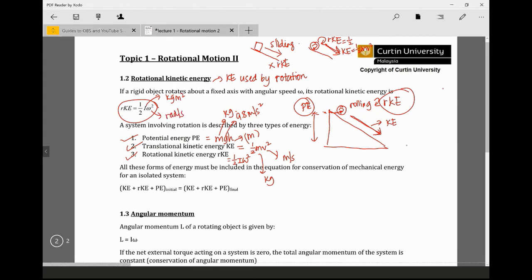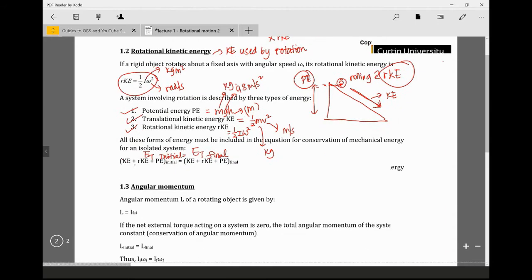Okay. So the energy system, according to conservation of energy, right? In this case, we will always assume friction is negligible. So according to conservation of energy, total energy initial is always equal to total energy final. So we can find all the properties by expanding the equation into KE plus RKE plus PE. Okay, so we will have an example of the calculation method.